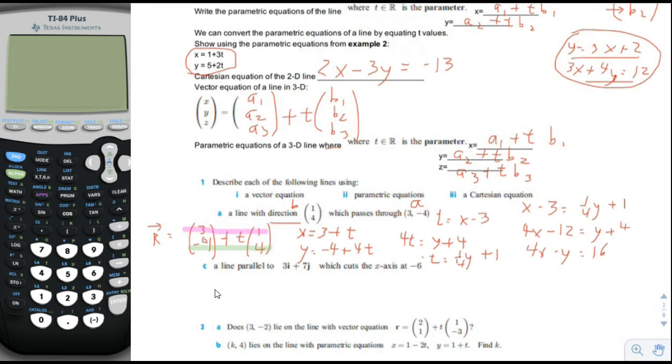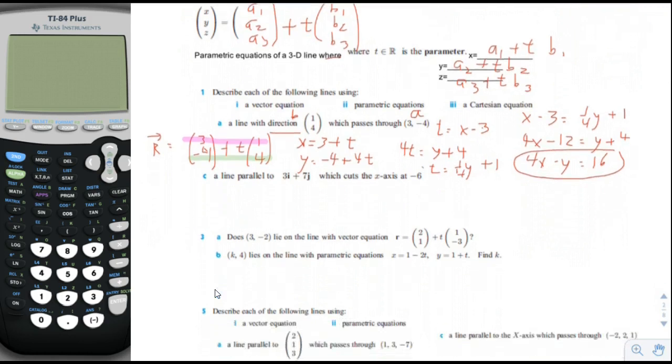Okay, next problem. A line parallel to 3i plus 7j, which cuts the x-axis at negative 6. Okay, so if it cuts the x-axis at negative 6, that means one of the points on this line is negative 6, 0. Remember that if it cuts the x-axis, the y-coordinate is going to be 0, and the x-coordinate is going to be the x-intercept.